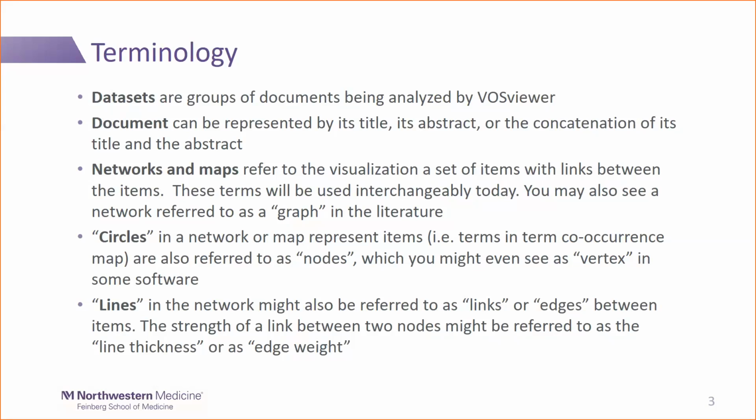Networks and maps will be used interchangeably as words today. You may also see a network or map referred to as a graph in the literature. Circles in a network or map represent items. Today, these items are terms in the term co-occurrence map. They also are referred to as nodes, which you might even see as the term vertex in some software.